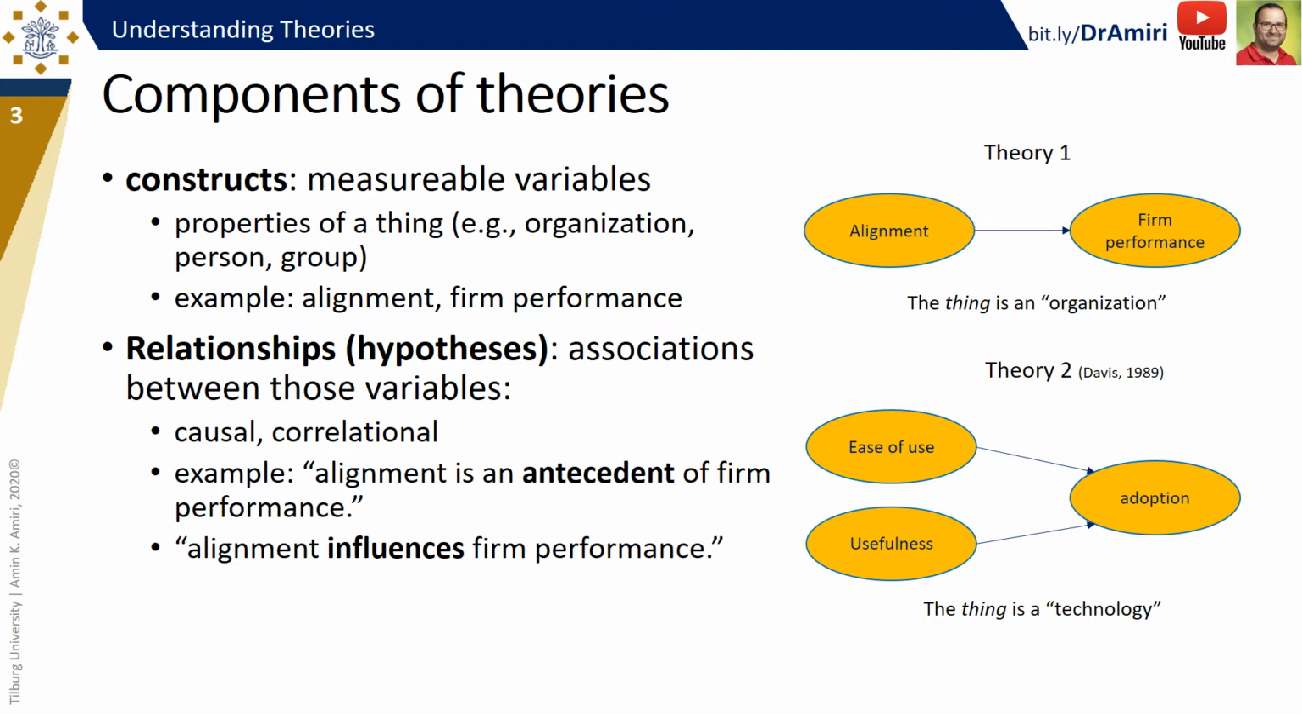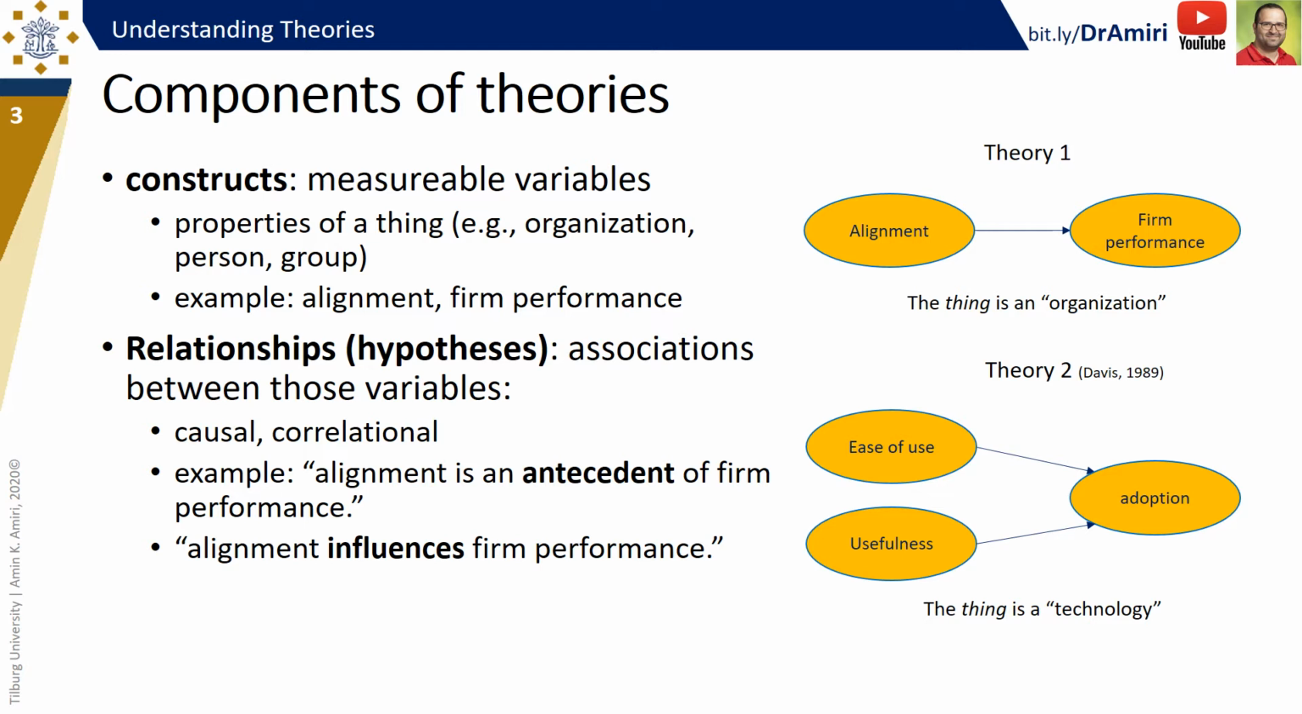A theory has two components, constructs and relationships. Constructs are measurable variables. They are properties of a thing, such as an organization, a person, a group, or a technology. Examples of the constructs are alignment, firm performance, and theory one. They are properties of an organization's performance, an organization's alignment.